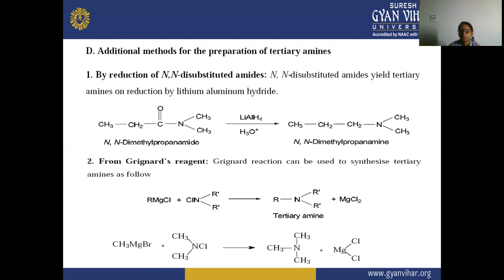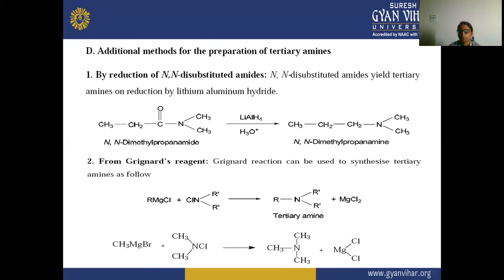In this secondary amine, a chlorine and two alkyl groups are attached, and from that the tertiary amine is formed here, and MgCl2 is formed here. So the tertiary amine is formed from this secondary amine by the Grignard reaction, and there is a synthesis of this tertiary amine. Here CH3 is our Grignard reagent, and it reacts with the amine bearing CH3 and CH3, and there is a formation of this tertiary amine, plus MgCl2.